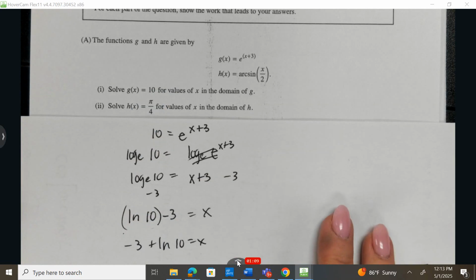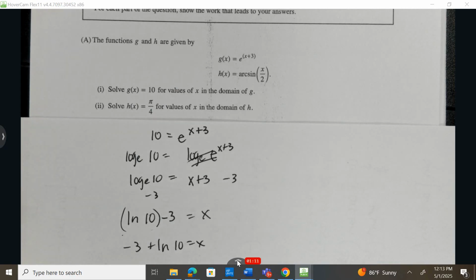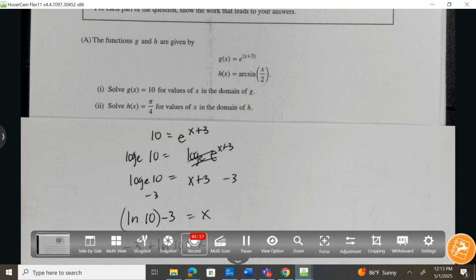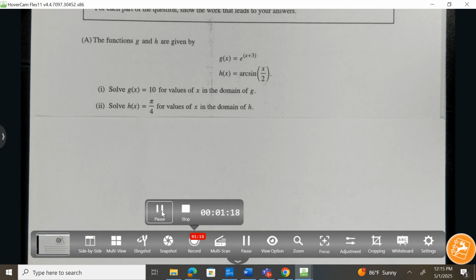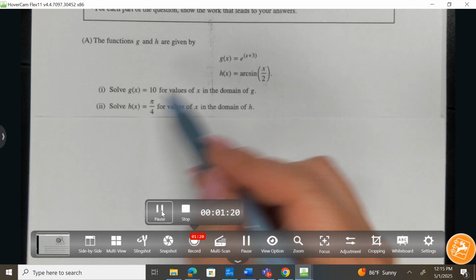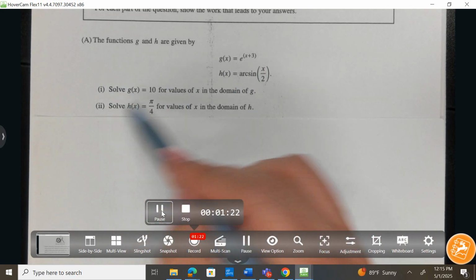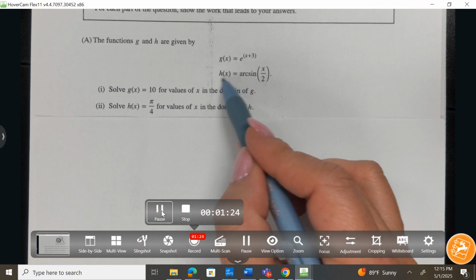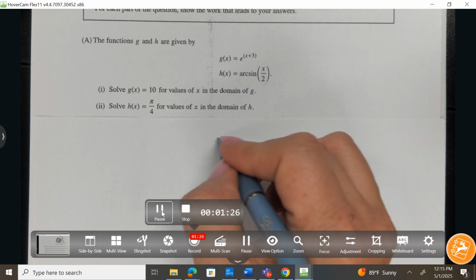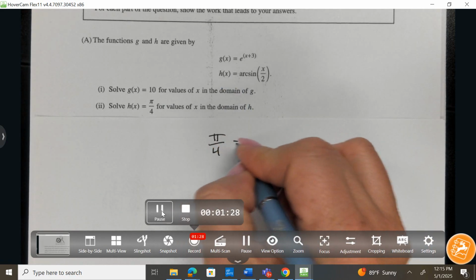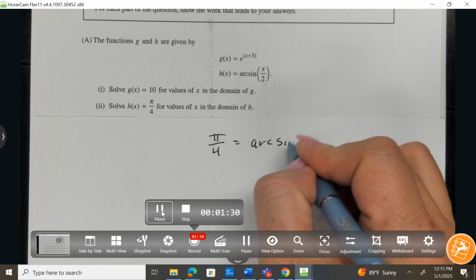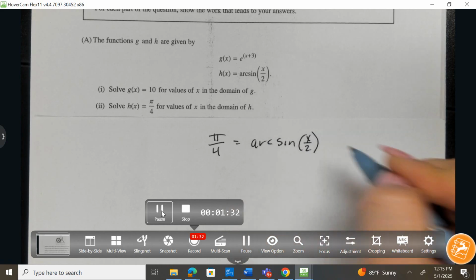Let's look at section B. All right, so now we have the arc sine of x divided by 2. Let me grab a new piece of paper. Okay, so just like we did for the first part of A, we're going to do the same thing. I'm going to replace this with h of x. So I'm going to have pi over 4 equals the arc sine of x over 2.